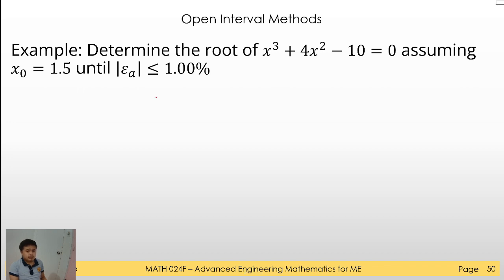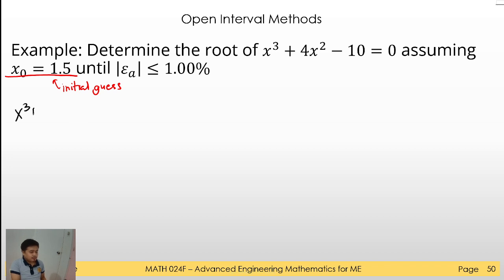Okay, so let's have an example here for fixed point iteration. Determine the root of x cubed plus 4x squared minus 10, assuming that x sub 0, or the initial guess, is 1.5, and the absolute value of the percentage relative error is 1.00%. So how should we do this? The goal here in fixed point iteration is to manipulate this function in a way that there is only an x on the left-hand side.